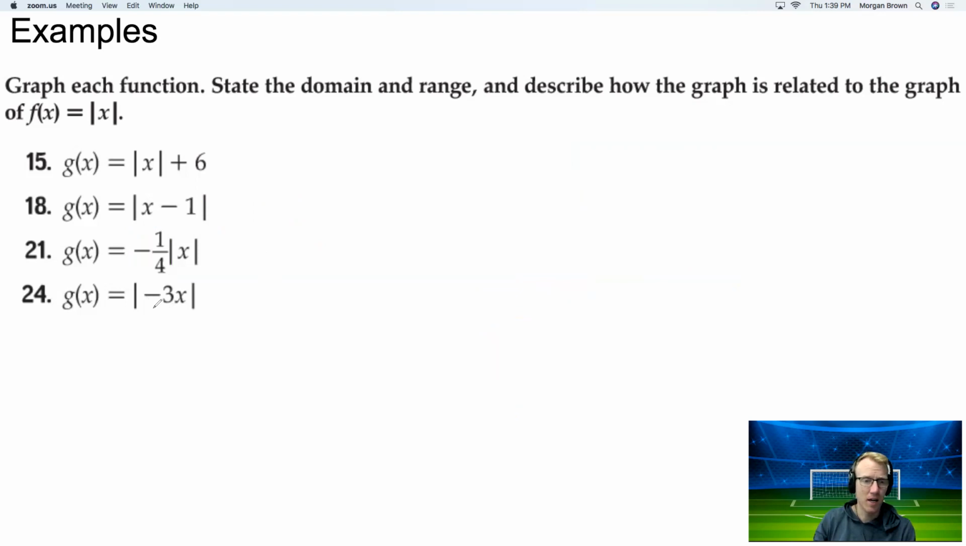Why not? The -3 is inside the brackets, but when you take the absolute value of a negative, it actually becomes positive. So that negative, it doesn't even matter. This is going to be the exact same thing. And when you take the absolute value of 3, you just get 3. So this is going to be the same as 3 absolute value of x, which is actually, I think, kind of cool. So it's stretched by a factor of 3, starts at 0, 0.